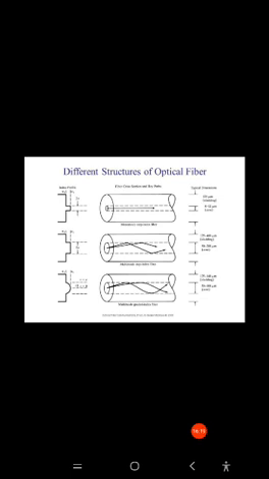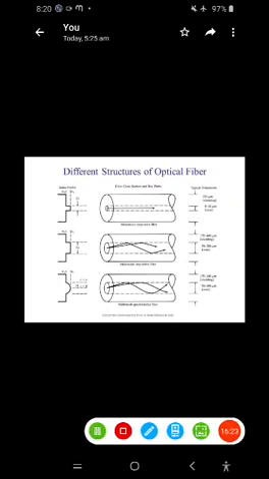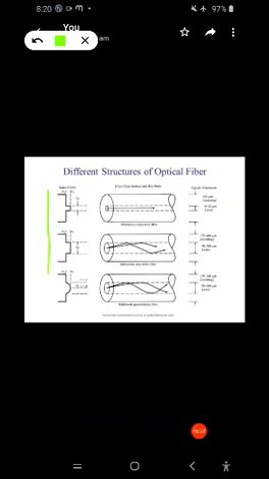So these are the index profiles of the step index fibers and gradient index fiber, and all these are the dimensions for the core and cladding of step index and gradient index fiber. So all these are the different structures of optical fibers which have different modes, that is single mode and multi-mode, right?